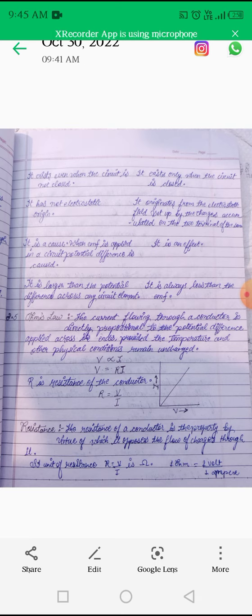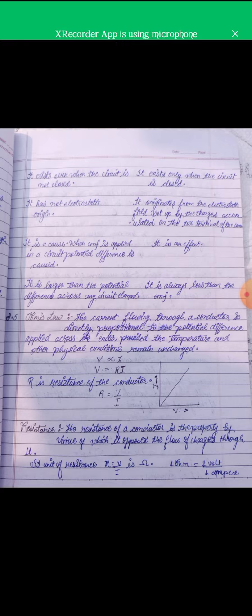Topic 3.5 Ohm's law. The current flowing through a conductor is directly proportional to the potential difference applied across its ends, provided the temperature and other physical conditions remain unchanged. V is directly proportional to I. V equals RI. R is the resistance of a conductor. R equals V upon I.